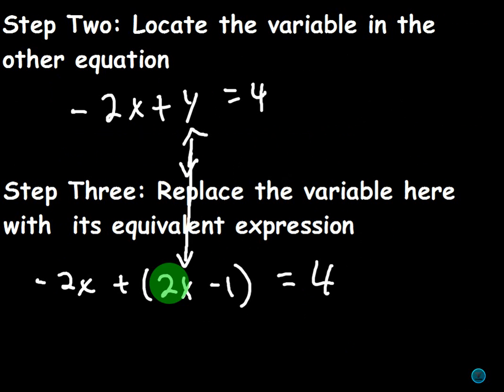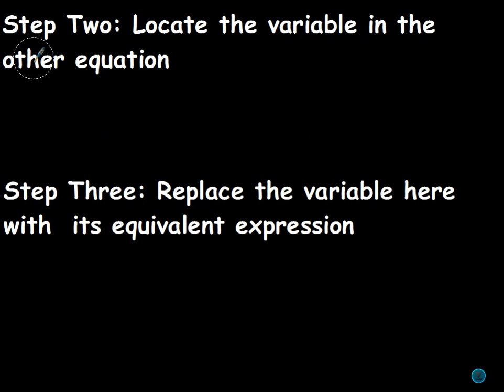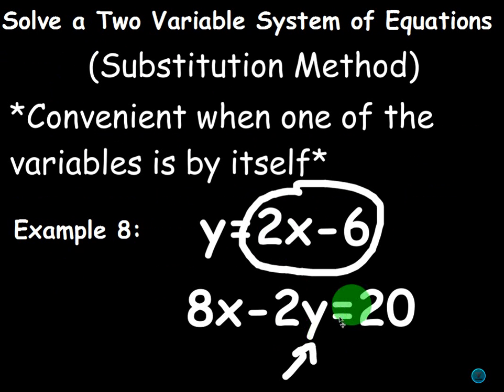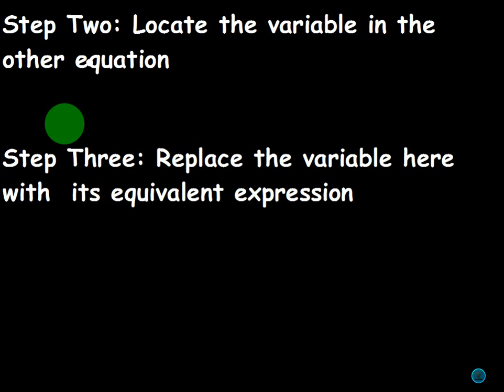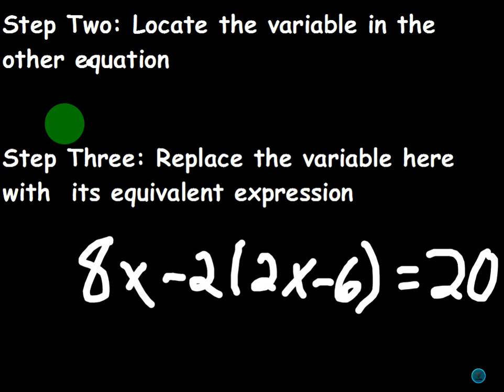Okay. Now we're going to locate the variable in the other equation for step 2. So let's go back and take a look at that. Right here, right? So in the second equation, this y is going to be replaced with 2x minus 6, what that equals. So let's go ahead and do that. Okay, so the y is being replaced with 2x minus 6.